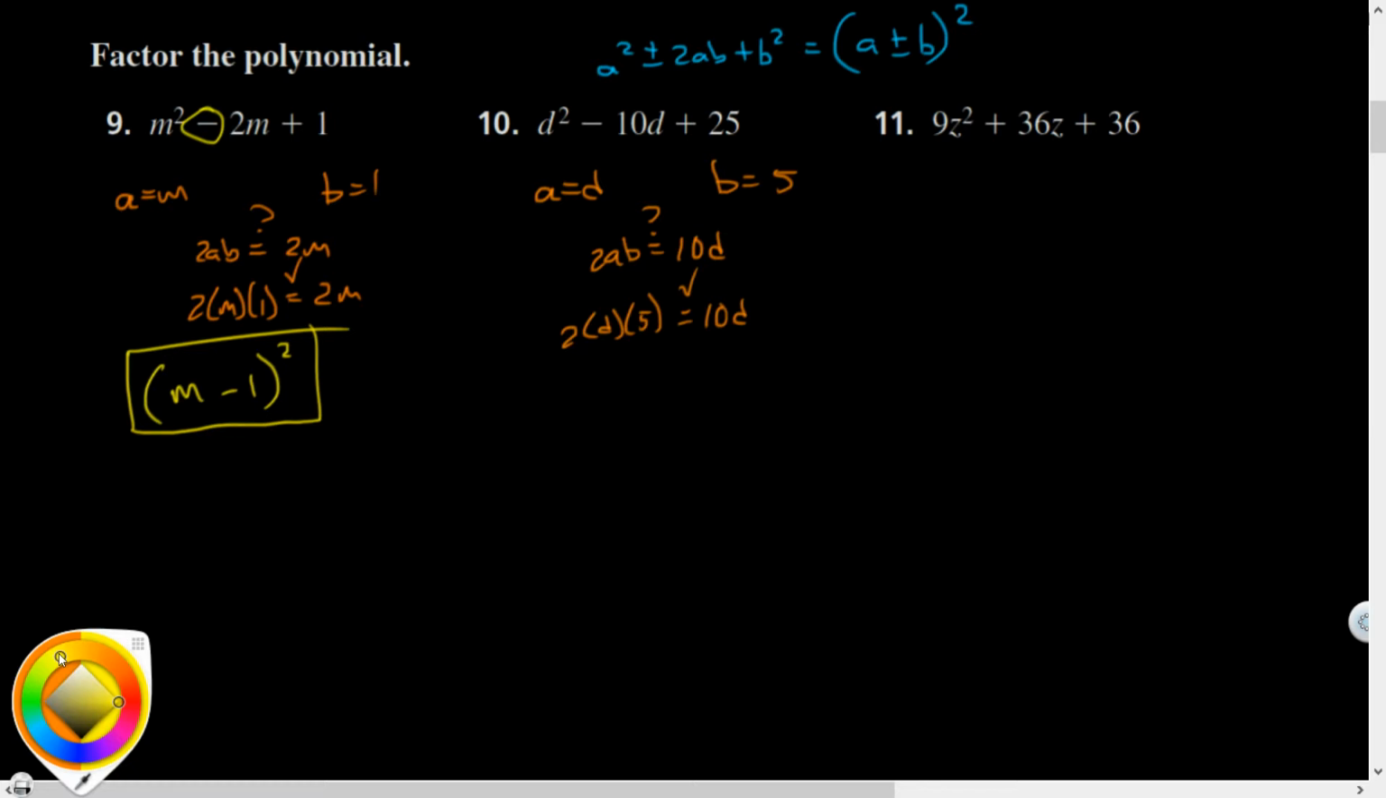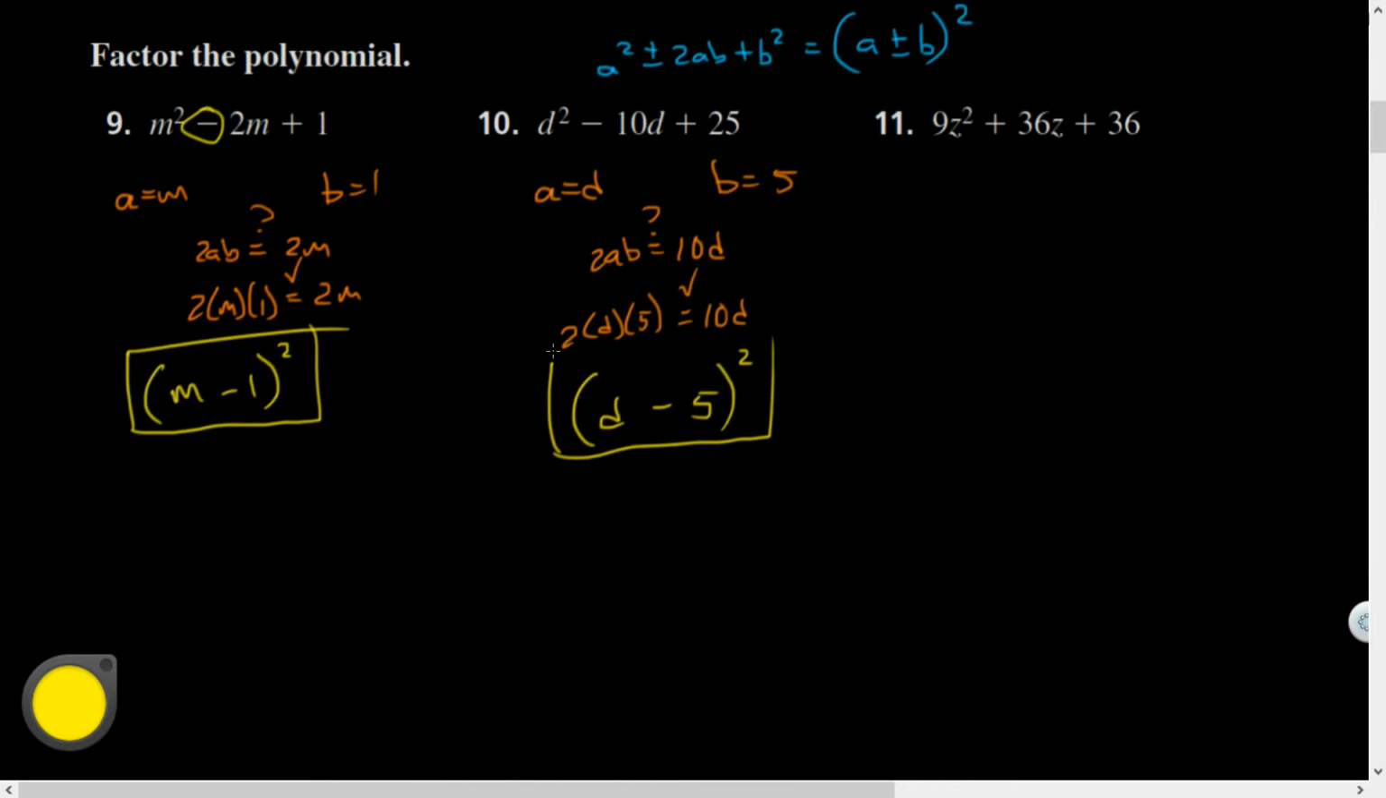So therefore, this is a minus sign, so I'm using the minus pattern. It's going to be (a minus b), so (d minus 5) all squared. So, factored.